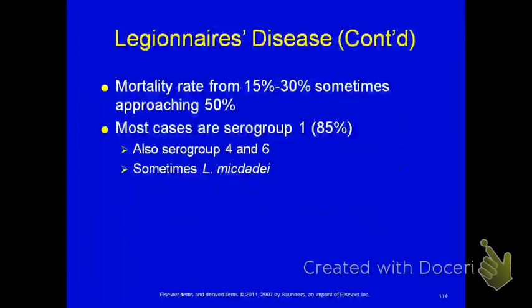The mortality rate of Legionella pneumophila would be about 15 to 30%. So sometimes in a very severe epidemic, it could reach as high as 50%. So the most common culprit, as I did mention before, was serogroup 1. Okay, although serogroups 4 and 6 could also be implicated, or sometimes even other species.